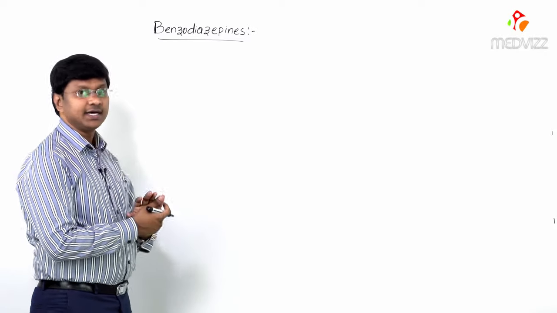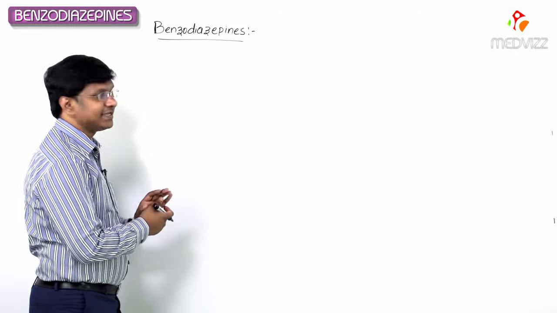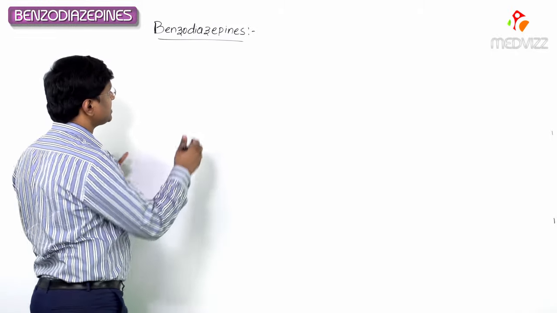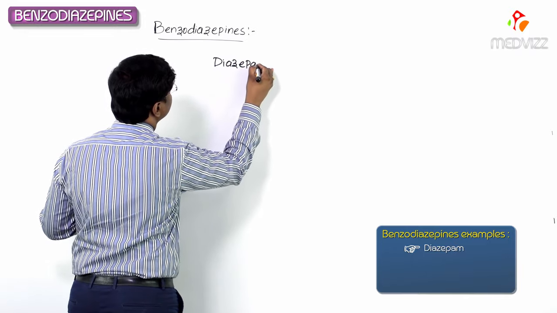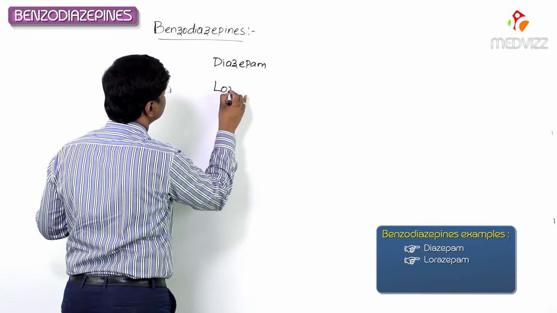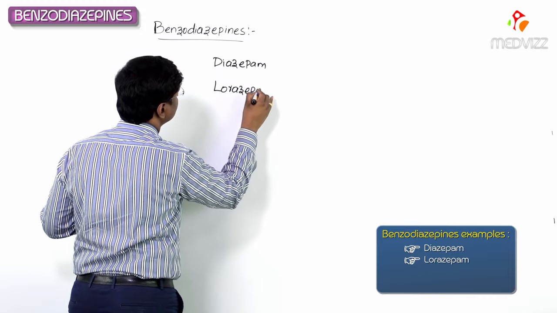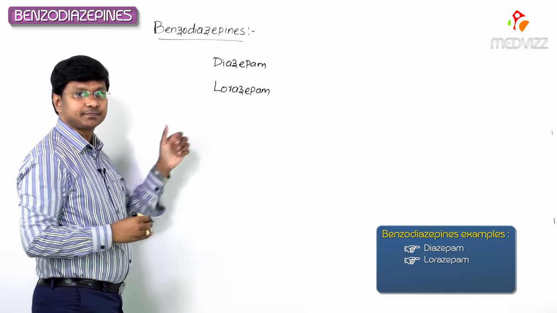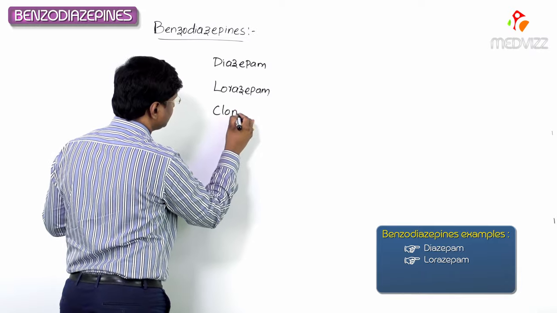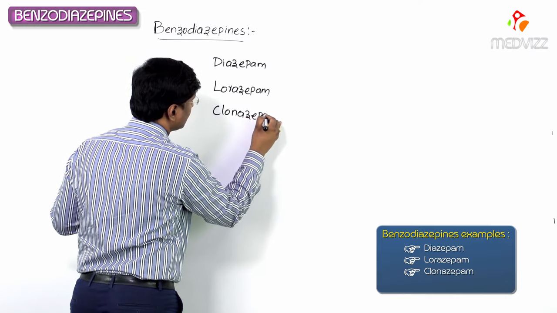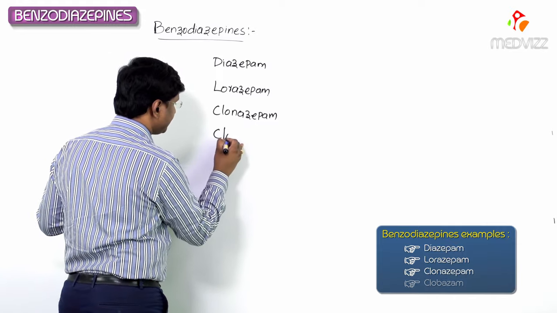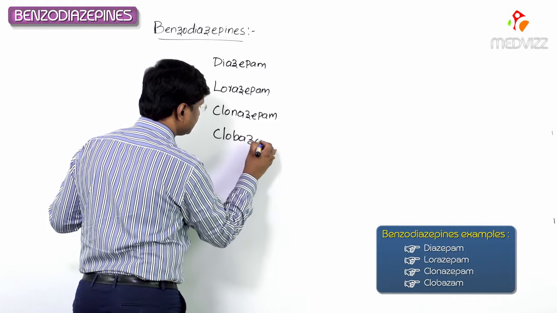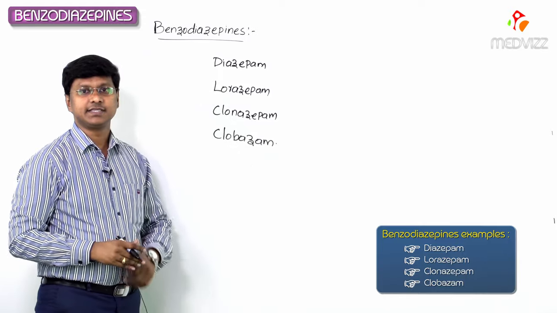Next, let me discuss the other group of anti-epileptic drugs, which are benzodiazepines. Remember, the drugs in this particular class include diazepam, lorazepam, clonazepam, and clobazam. So these are the benzodiazepines.